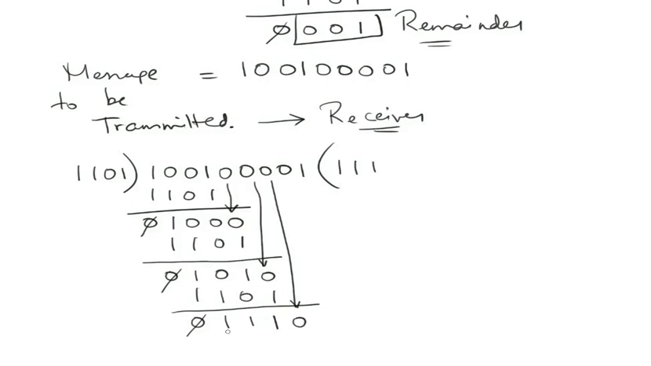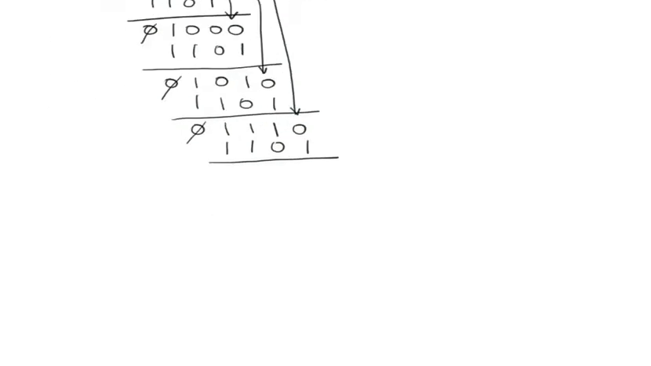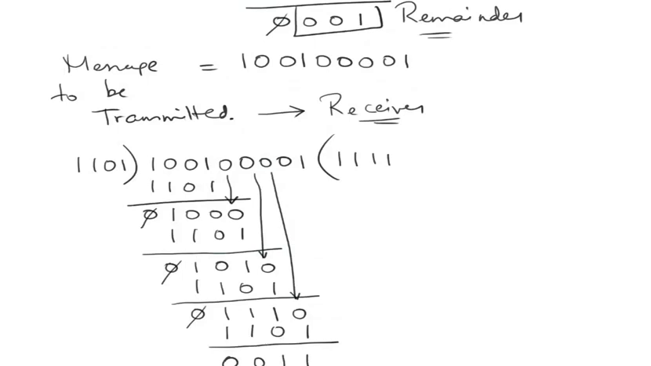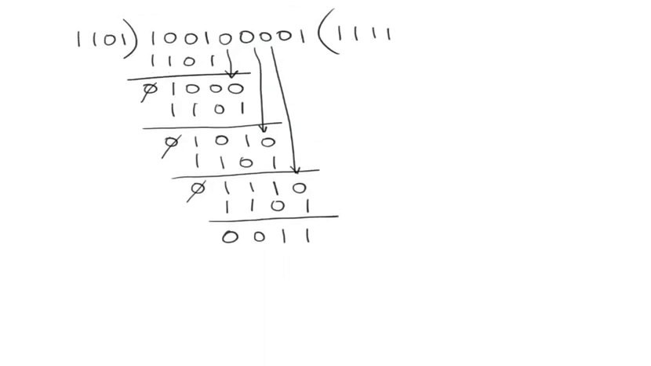Now we have the first bit as 1, so again put a value of 1 here. 1 times 1101 is 1101. So even number is 0, odd number is 1 and 1. We need to bring the next bit, which is 0.